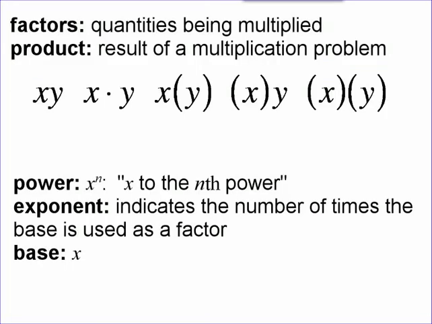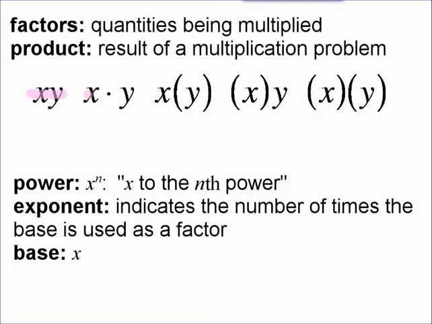Okay, so let's go ahead and look at this. Factors. Factors are quantities being multiplied, and that should make sense. When you multiply two numbers together, they're each called a factor. The product is the result of a multiplication problem. Now down here below, there are 5 different ways that products can be symbolized. The first way is just xy. There's nothing written between them. It's always assumed that that's multiplication.